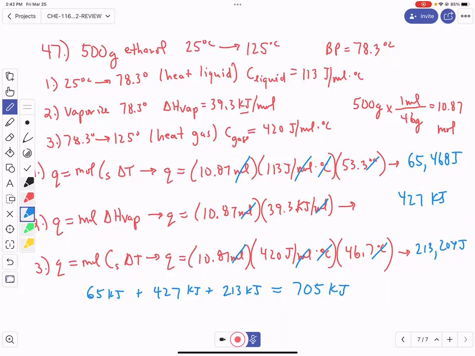So 3 steps, 2 different calculations, right? We're heating a liquid, we're heating a gas, and then we went through that phase change for that substance. So hopefully 705 kilojoules, I forget who asked the question, puts you in the right range.